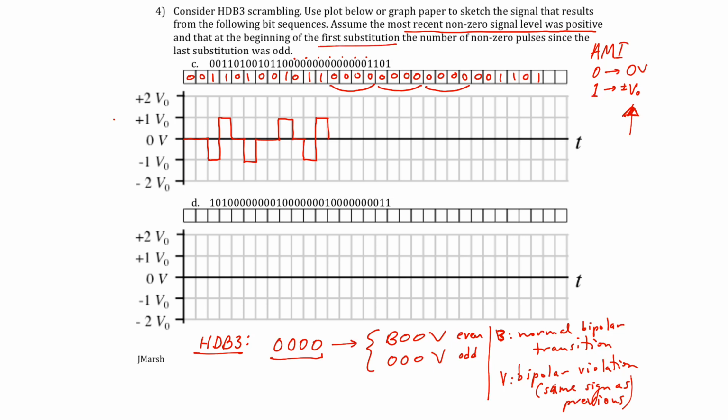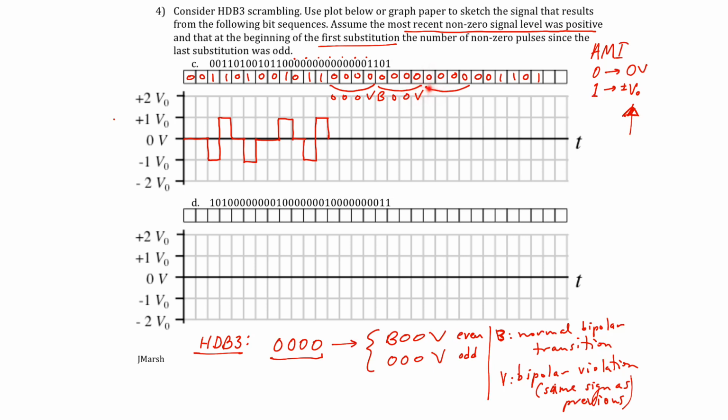I'm going to do B00V here because following this rule that the number of non-zero pulses since the last substitution, well, we have no pulses since the last substitution right here, and that is the number 0, which is even. Here we also have no pulses since the last substitution because the substitutions are right on top of each other, and that means we get another B00V. And now I can encode this.